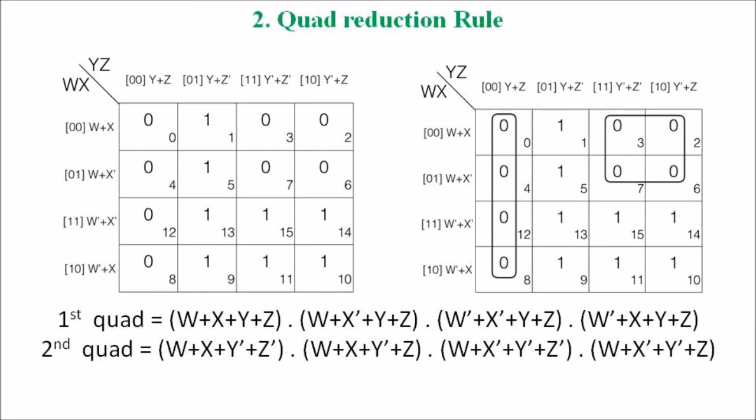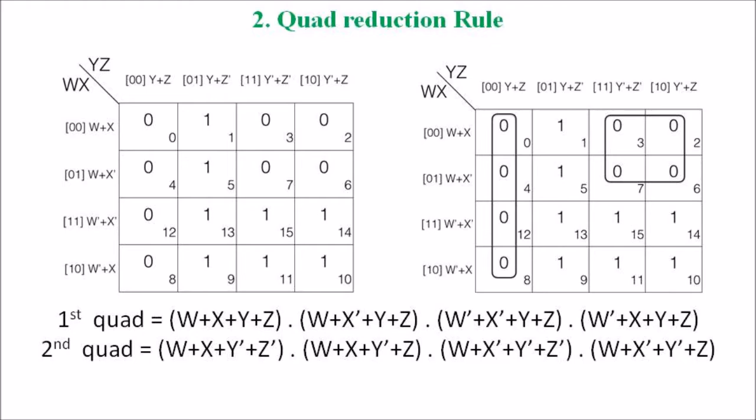The second rule is the chord reduction rule. We should consider the K-map as shown in this figure and mark the cells in chords, that is a set of 4 having the value 0. Here we can see that two chords are formed: the first with the cells 0, 4, 12 and 8, and the second chord is 3, 2, 7 and 6.